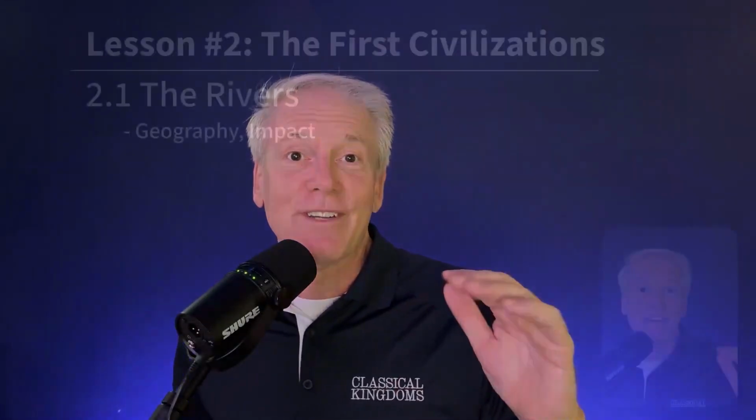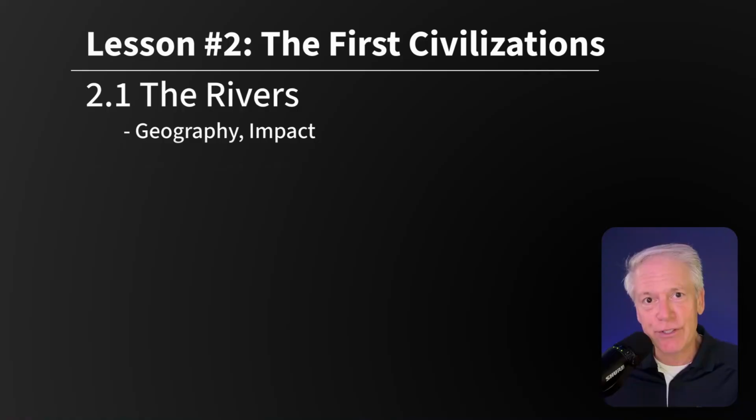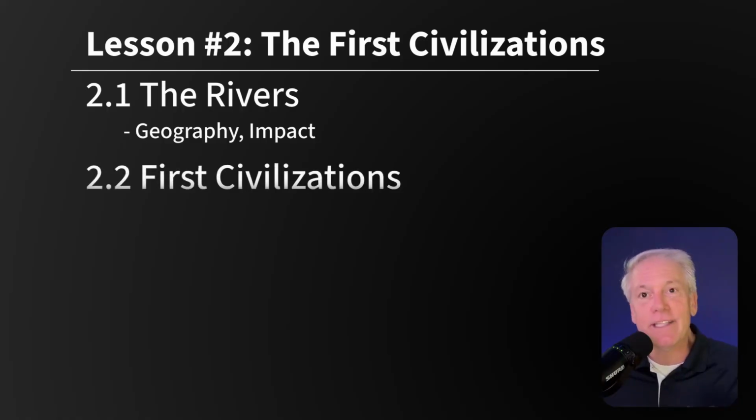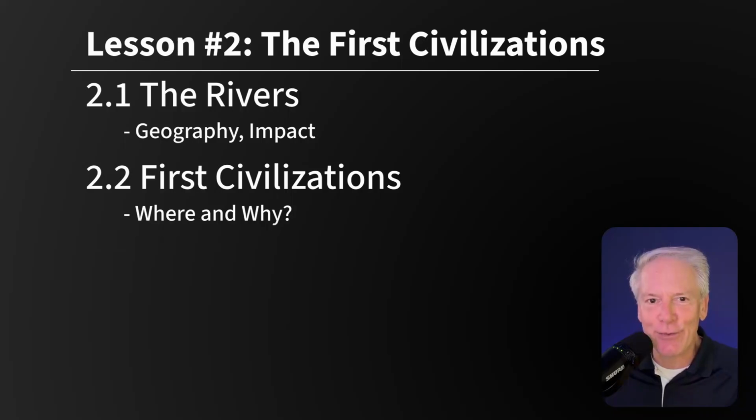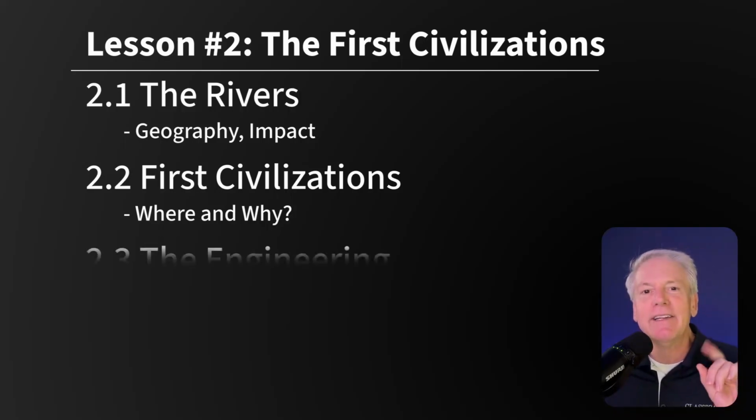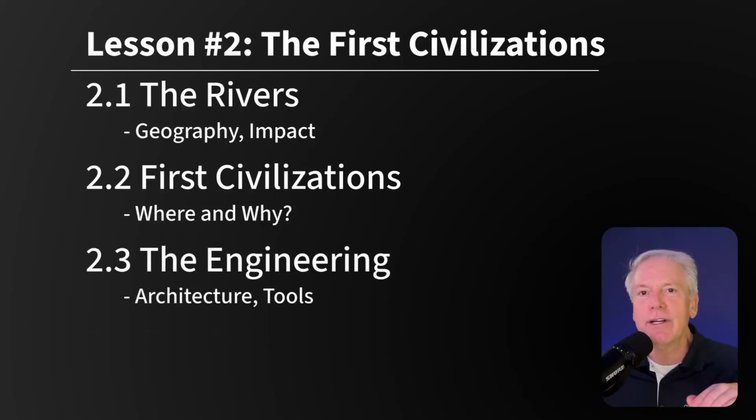So first, let's study the rivers, the geography of the rivers and what they did to help civilization begin. Next, let's look at the world's first cities. Why would cities pop up on the rivers? We need them. Number 3, let's explore the engineering, the massive walls, the massive buildings, what would the bricks build for these cities and these early civilizations?